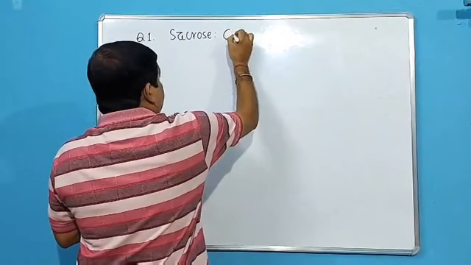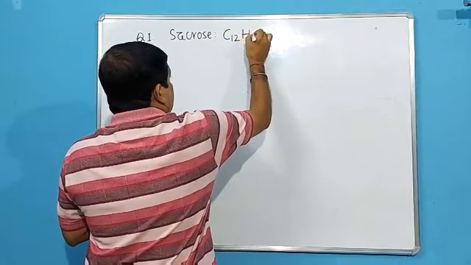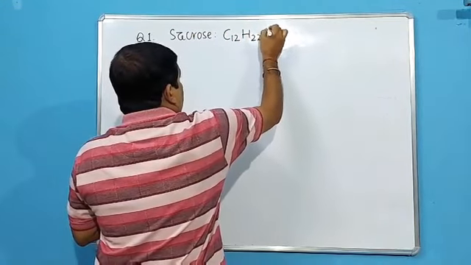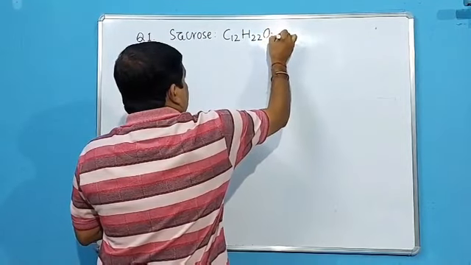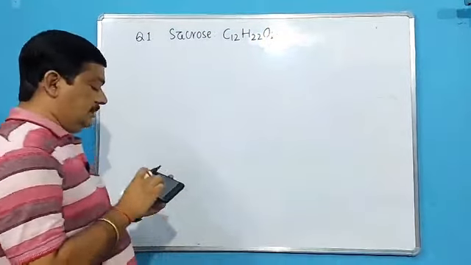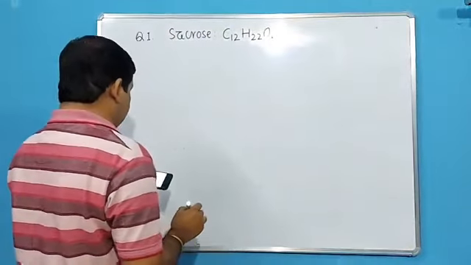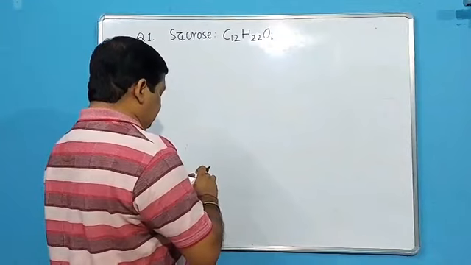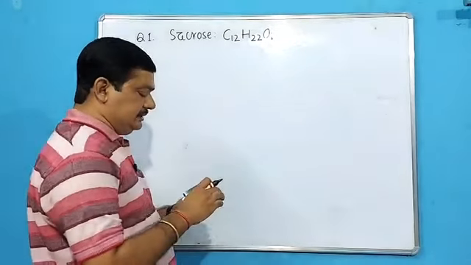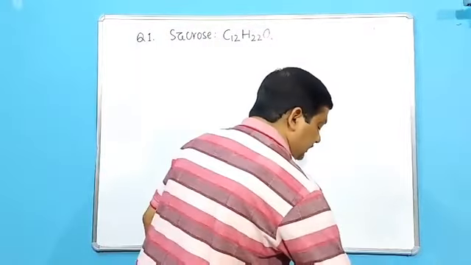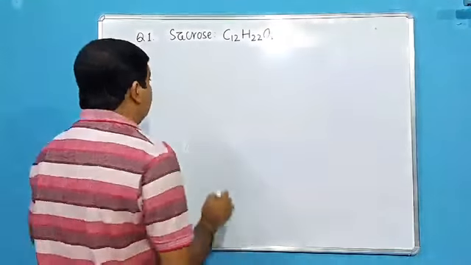C12H22O11. So this is called sucrose, the common sugar or table sugar. So what are the questions? Find its molecular mass, number of atoms in one molecule, and number of gram molecules in 34.2 gram of sucrose. So we come to bit number 1.